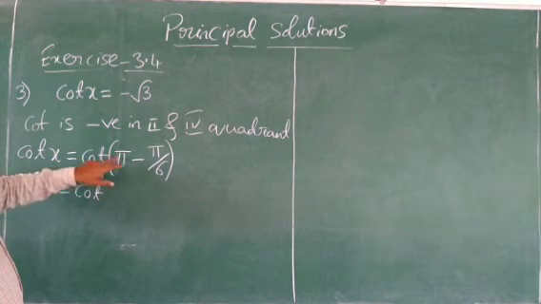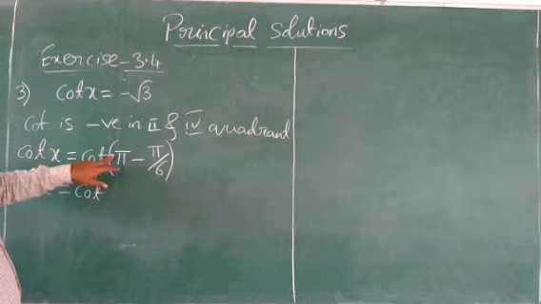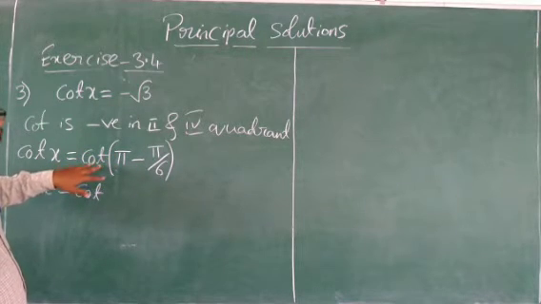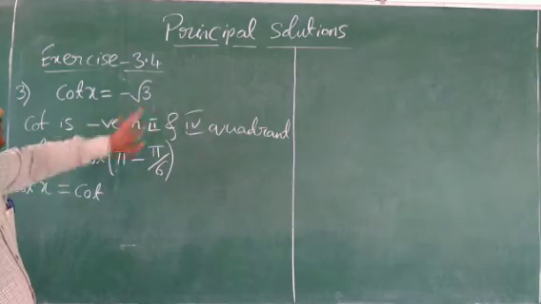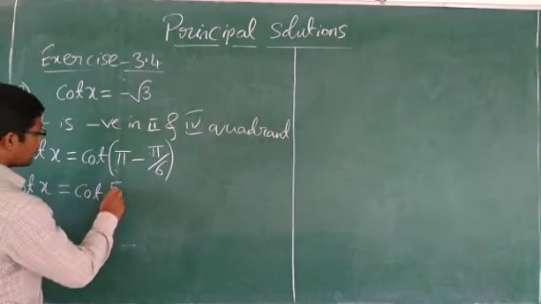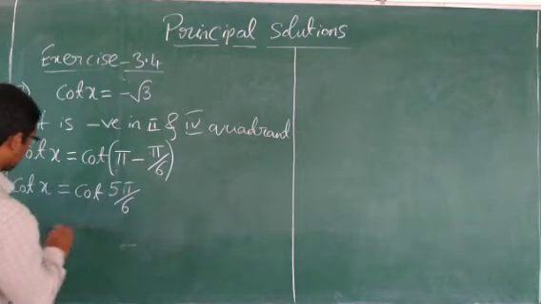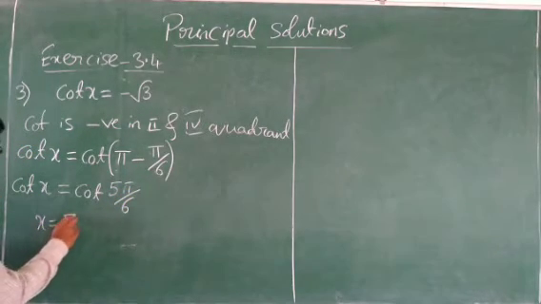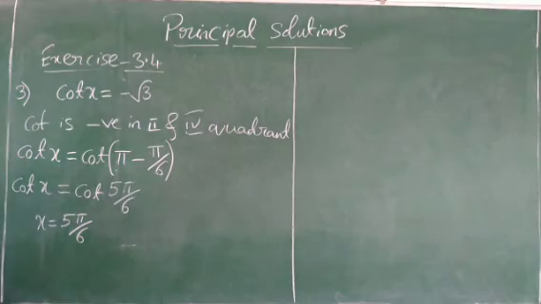And this is an even multiple, 2 into pi by 2. 2 is even, so even means cot will be cot. Cot pi by 6 is root 3. So this becomes 6 pi minus pi, which is 5 pi by 6. So x is equal to 5 pi by 6.